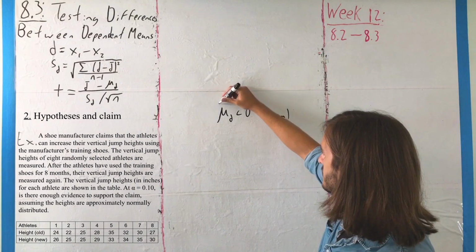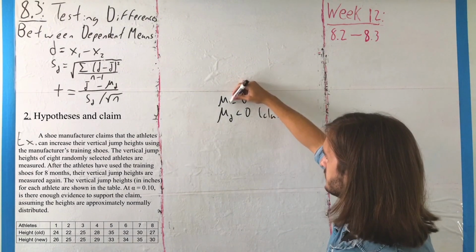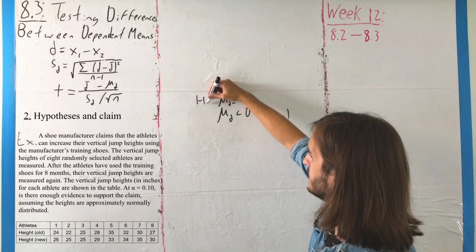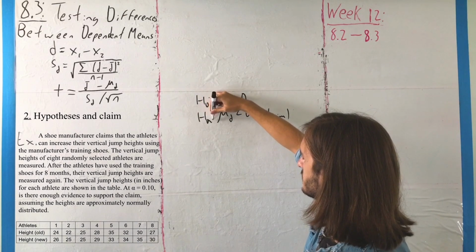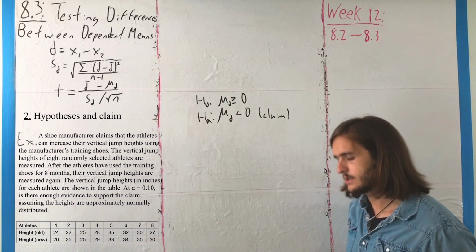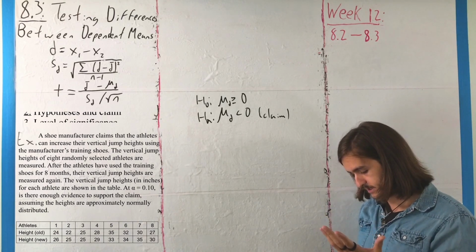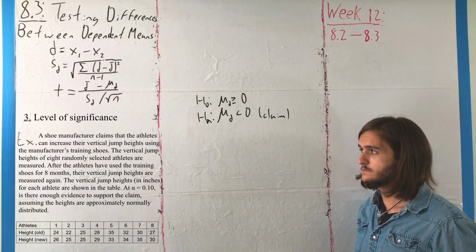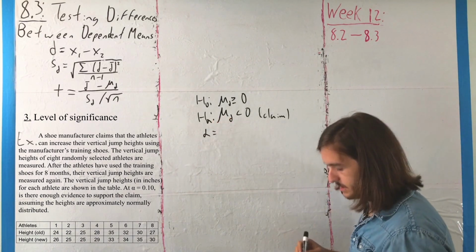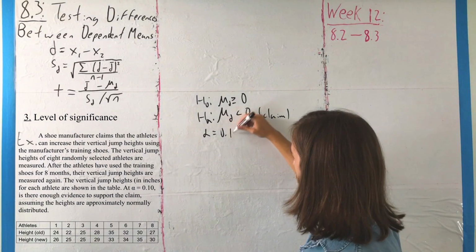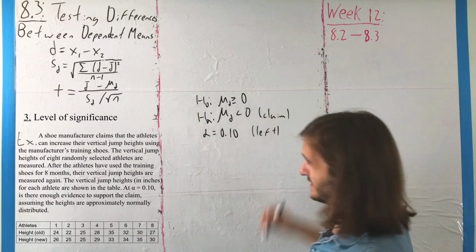Anyway, the opposite of that is that the difference is at least 0. Because it has an "at least," that's our null. So our claim is the alternative, as it usually is. Then if we want to talk about things like the level of significance, as usual, that's our given value here of 10%. Where, like I said, somewhat arbitrarily, we're going to be doing this with a left-tailed test.